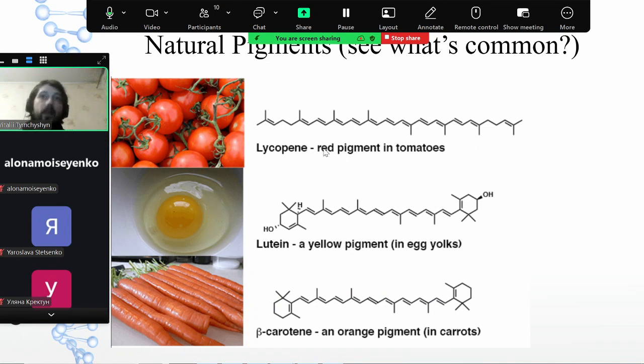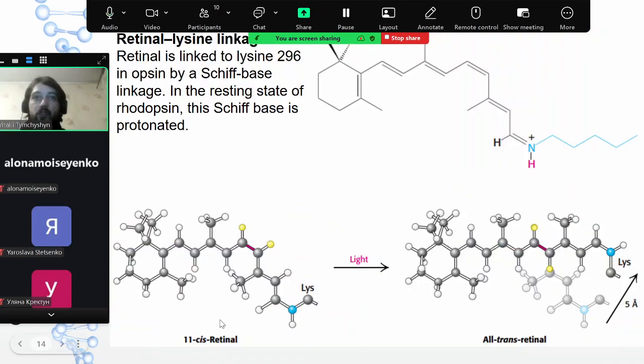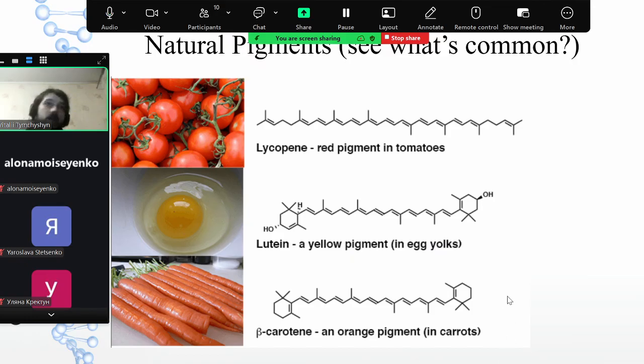So here you see lycopene, that's a red pigment of tomatoes. Do you see this pattern? Double bond, single, and so on and so forth. Here you see lutein, a yellow pigment in egg yolks. Once again, double, single, the same pattern. Beta carotene, an orange pigment in carrots, is a chemical pretty similar to this cis retinal. So basically, two cis retinals can be made from beta carotene.